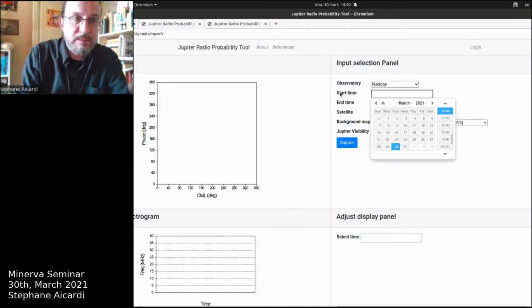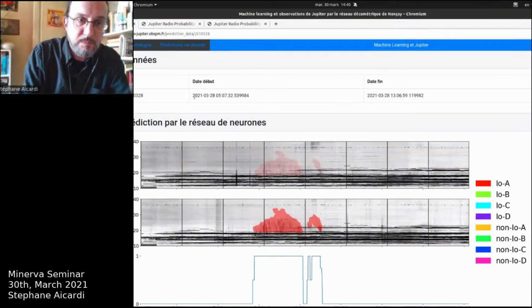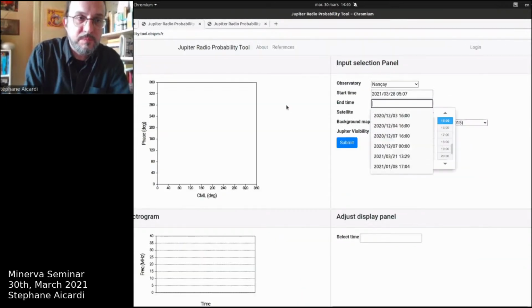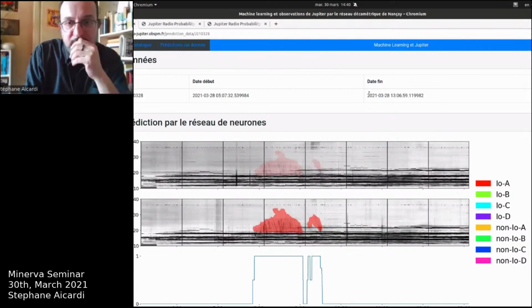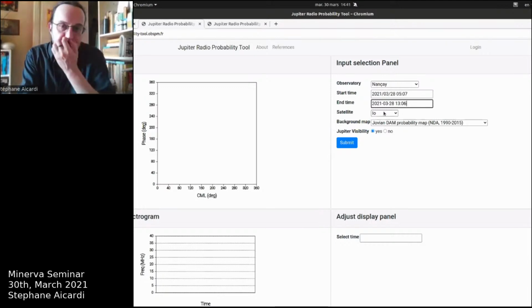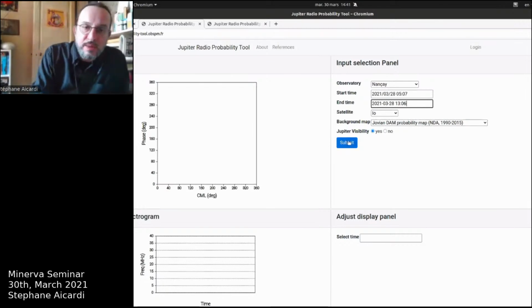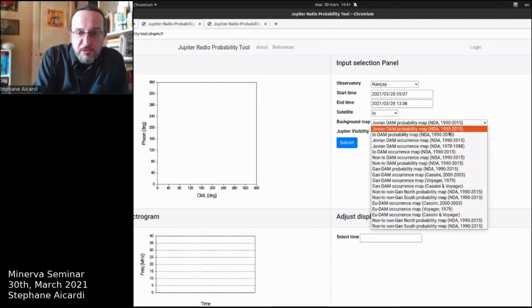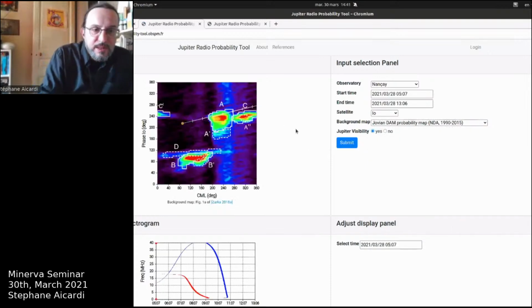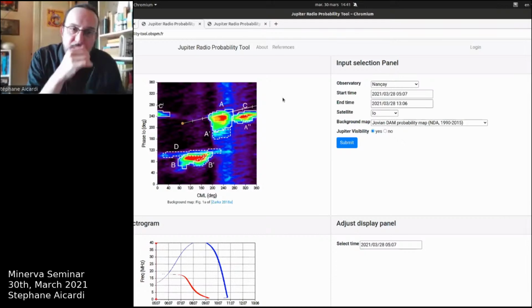I can copy and paste the dates. I can select the satellite that I'm interested in. Here it's Io. And I can choose lots of background maps. And here is the result.